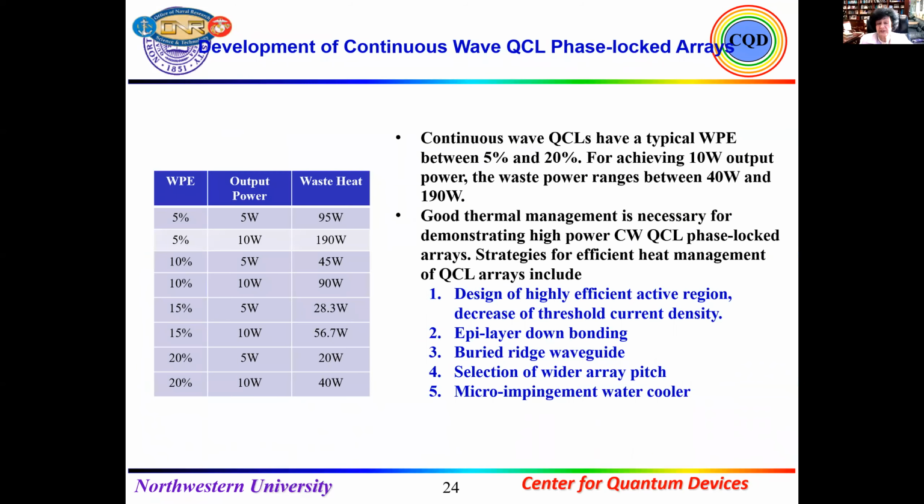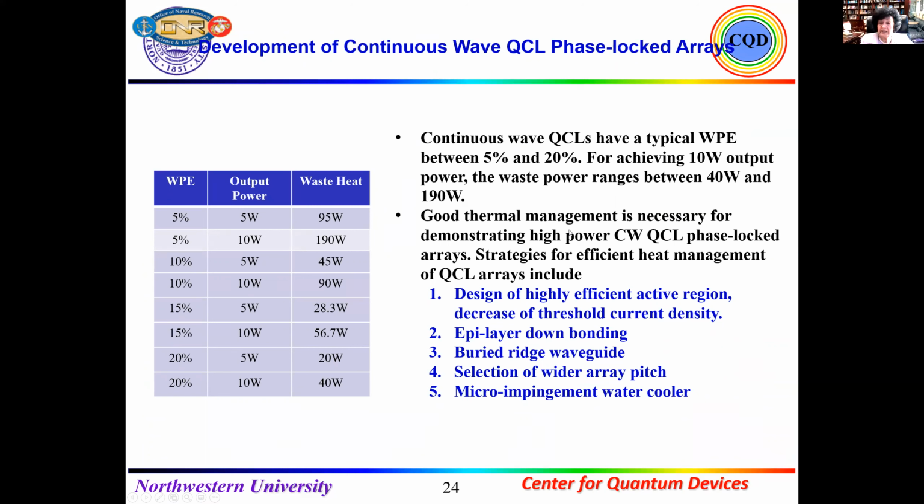To do the continuous wave, in general, the QCL has a typical wall-plug efficiency between 5% and 20%. For achieving 10 watt output power, the input power can range between 40 watts to 190 watts according to having the 5% or 20% wall-plug efficiency.